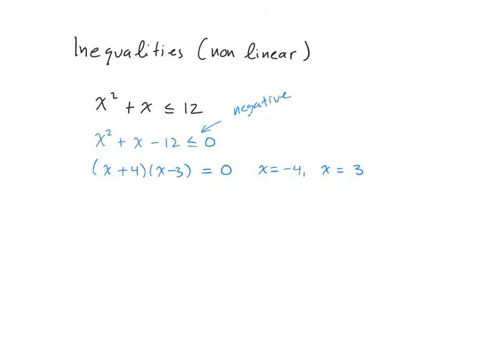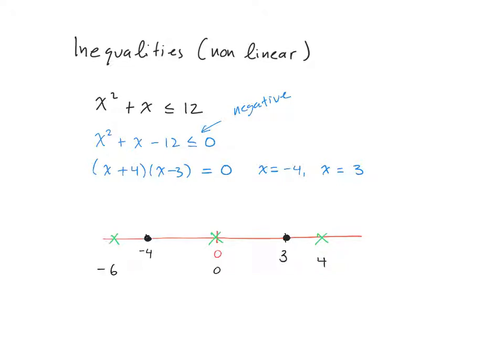Okay, so then make a number line. Always use 0 for reference. The values where this is equal to 0 are negative 4 and also 3. You have 3 places where you have to check: a number here, a number there, and a number there. You can pick anything there really. So we could pick 0 here, we could pick 4, we could pick negative 6.